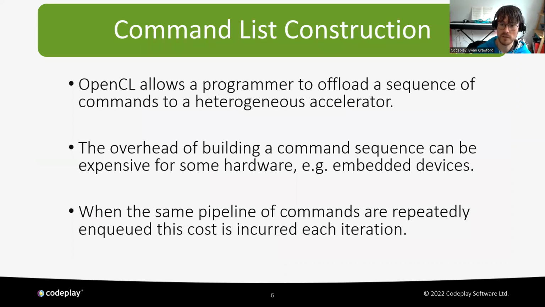So I'm not going to give too much background on OpenCL here. Suffice to say that OpenCL allows a programmer to offload a sequence of commands to a heterogeneous accelerator. And we found that there's a cost of creating these commands, in particular from embedded devices. And when an application has a repetitive sequence of commands, we find that we're paying that command construction cost every time we're enqueuing that sequence, which is redundant.